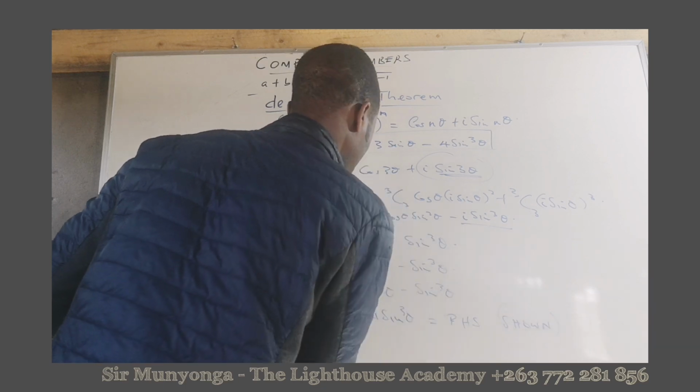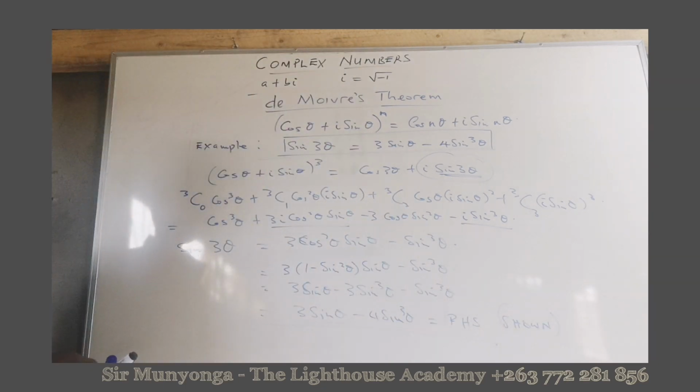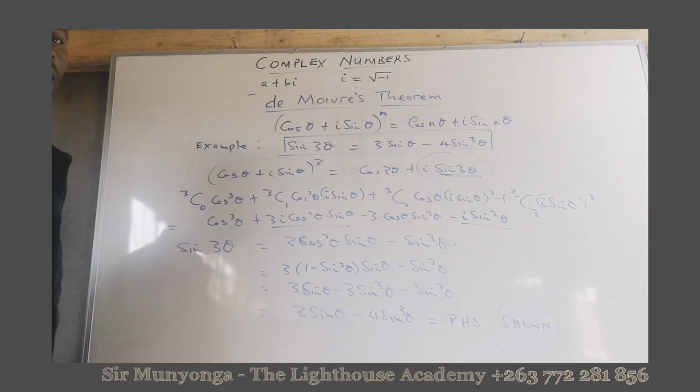So that's how we make use of De Moivre's theorem in proving trig identities.